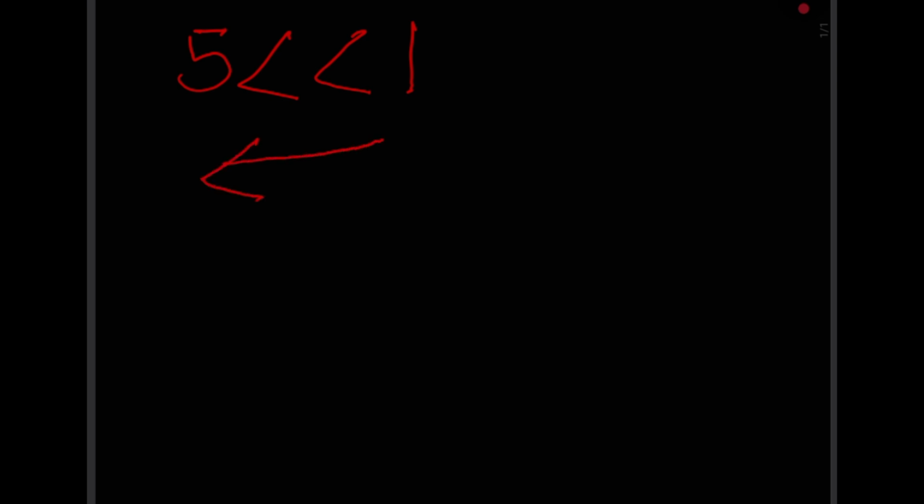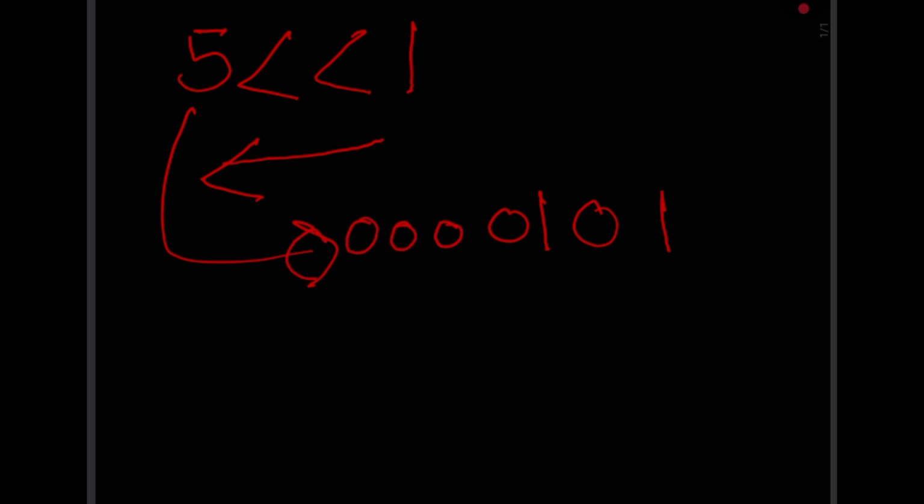So for that we have written 5 left shift 1. So this is 5 left shift, because it is shifting towards the left side. This also works very similar to what I explained in the right shift. So just write the binary of 5, that is 1 0 1, and 1 more 0.